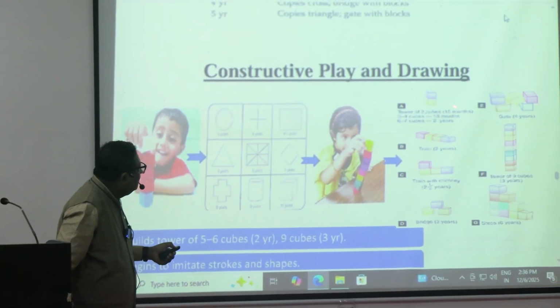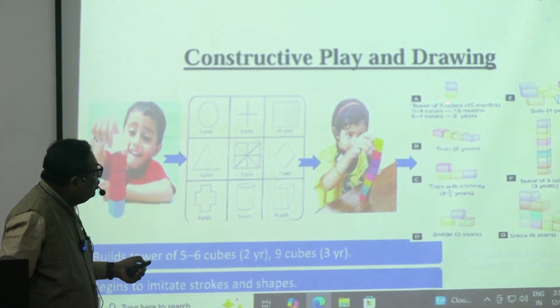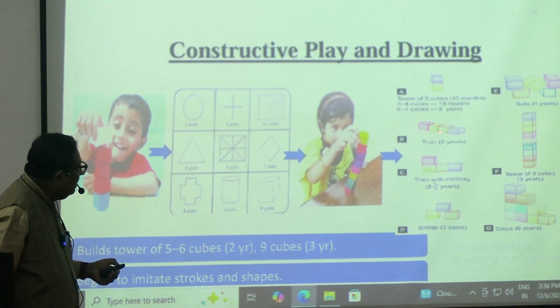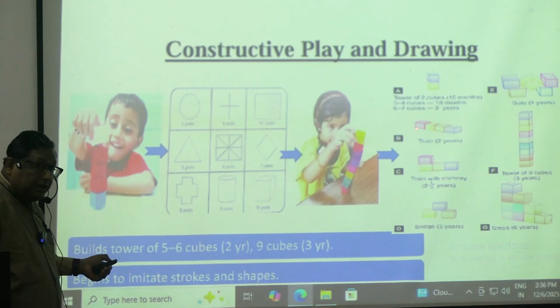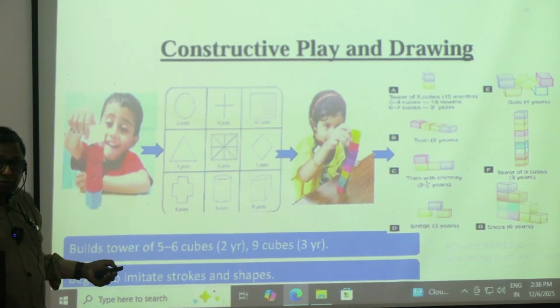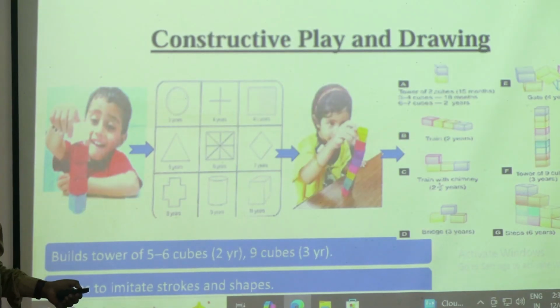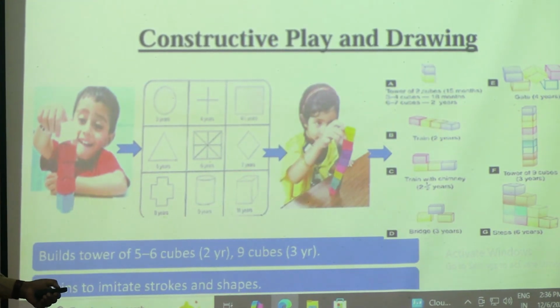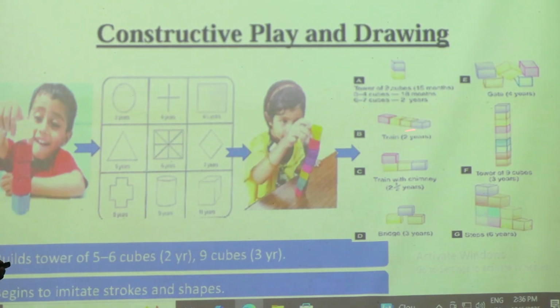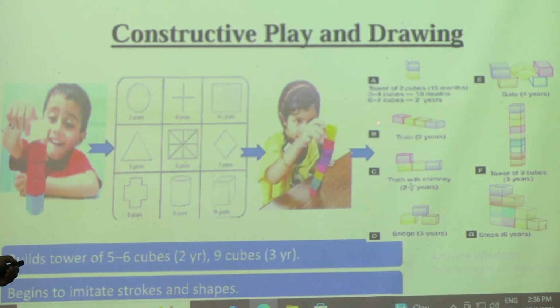At 15 months, he can make a tower of 2 cubes, like this. At 2 years, he can make a train with cubes. Have you seen how to make it? That's why I told you, you have to come with cubes in your pocket. When you come to the pediatric clinics, you have to test. A 2-year-old boy, give him cubes and ask him to make a toy train like this.